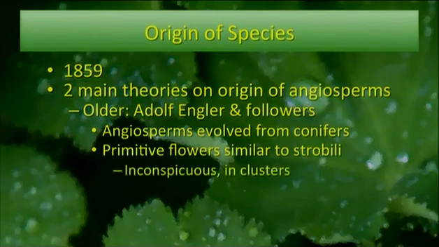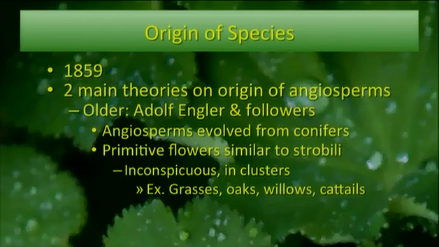So they thought that the primitive flowers would have been inconspicuous, or not very large and not very showy, and they would be in clusters, many flowers all in one place. Some examples of these types of flowers include the flowers of grasses, oaks, willows and cattails. I know that here in Hawaii we might not be that acquainted with oaks and willows and cattails, but probably you've seen at least photographs or seen them in movies or in magazines. But we are familiar with grasses.